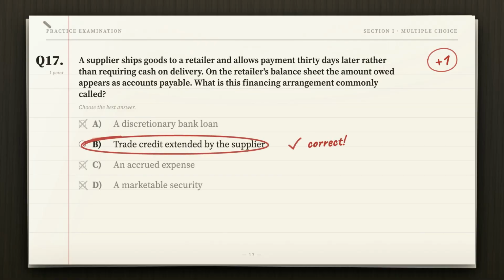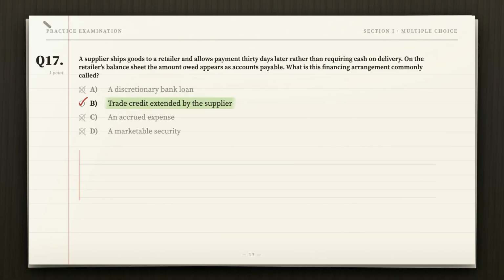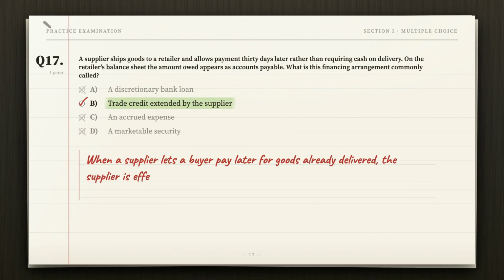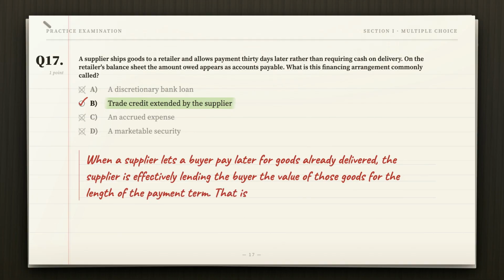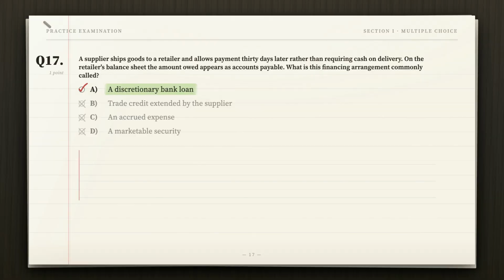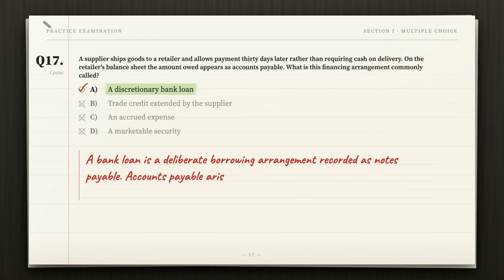The correct answer is B, trade credit extended by the supplier. B is correct because when a supplier lets a buyer pay later for goods already delivered, the supplier is effectively lending the buyer the value of those goods for the length of the payment term. That is trade credit and it appears as accounts payable. A is wrong because a bank loan is a deliberate borrowing arrangement recorded as notes payable. Accounts payable arises automatically from buying on supplier terms, not from arranging a loan.